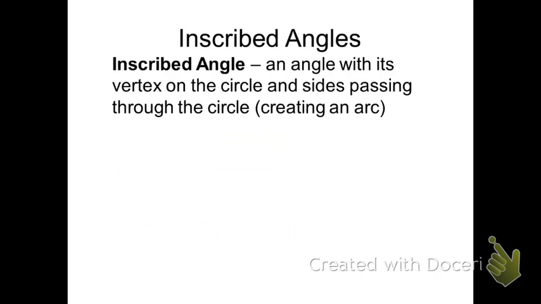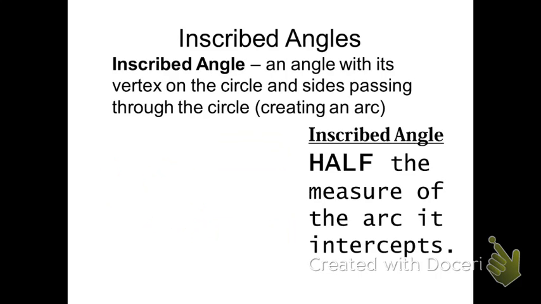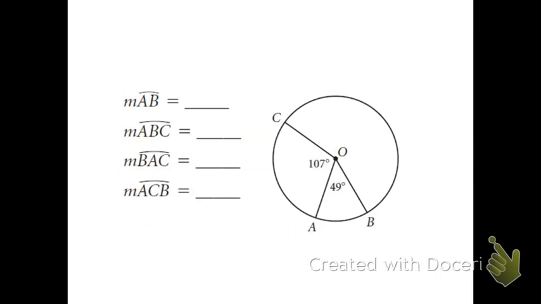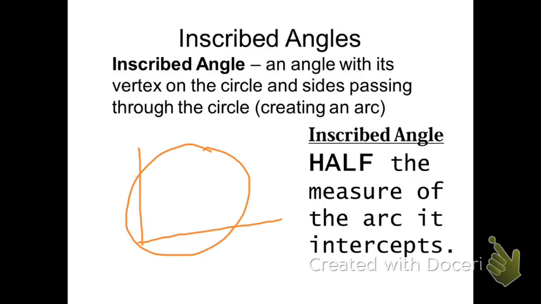Inscribed angles is an angle with its vertex on the circle and its sides passing through the circle, creating an arc. Inscribed angles are half the measure of the arcs that it intercepts. So again, I did this example in the last video, but if I just do it real quick again, if I had an inscribed angle that was 90 degrees, it would cut the circle approximately in half.